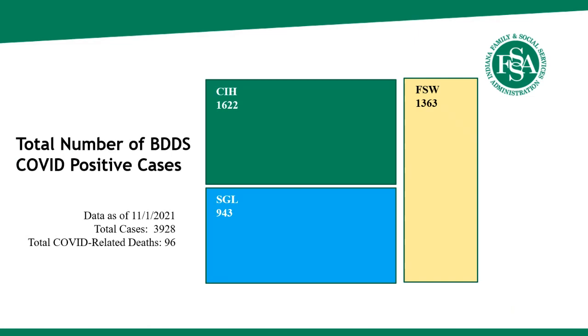So the data we're going to share today is as of November 1st. I know we're at the 3rd, so this is from a couple of days ago. We have the total number of cases here. This is broken down again by waiver and by our supervised group living ICF settings. So we have total number of cases, 3,928, and that is since the beginning of us measuring this data at the start of the pandemic. And the total COVID-related deaths are at 96. That is an increase of 6 since October 18th.